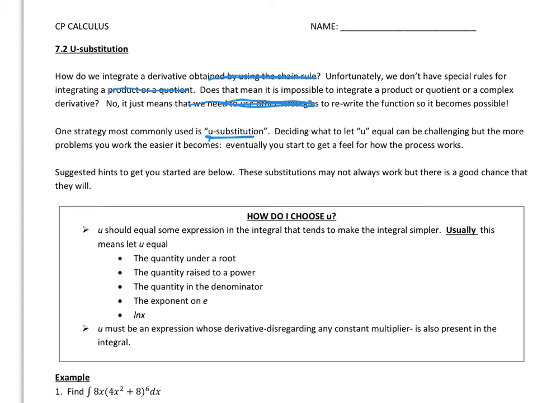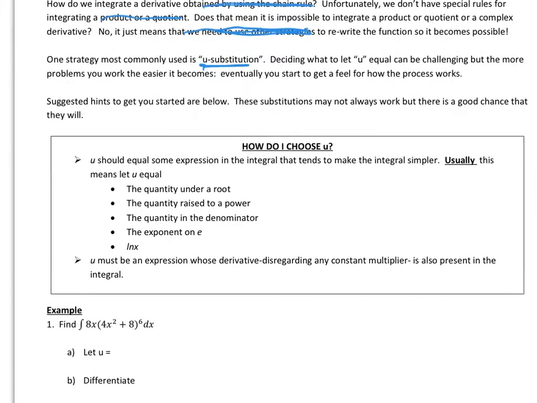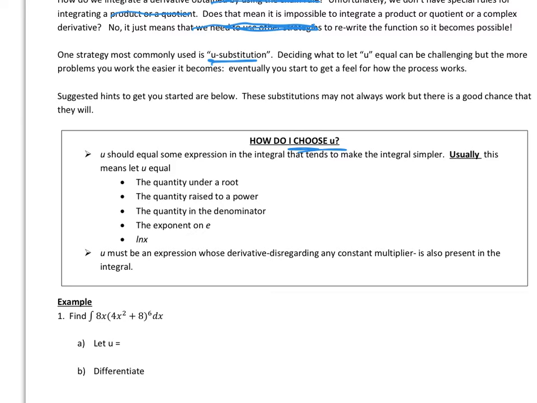And what that means is we're going to be doing a substitution back into the integral of a couple of things. So the first thing that we need to do is to identify what our u expression is going to be. And so we're going to take a look at under a root, raised to a power, a denominator, an exponent with e, and a natural log. Now, just as a quick fix, you guys, this little part that says quantity, it should actually be expression. All right, we're going to look at the expression under the root and so on.